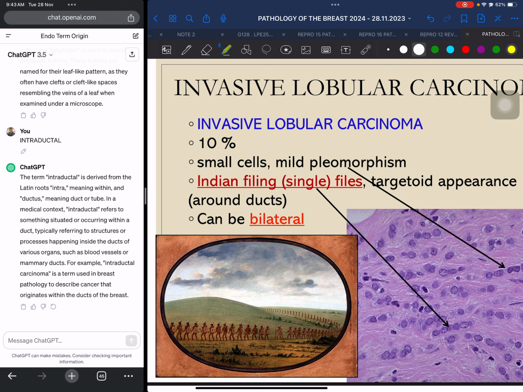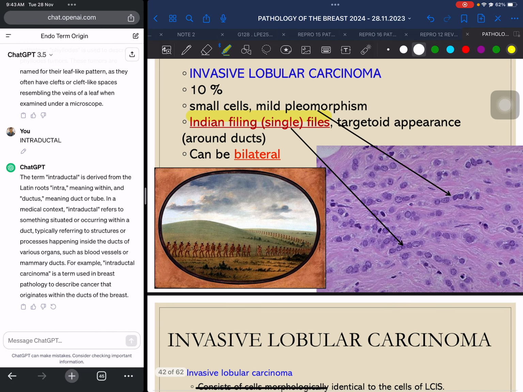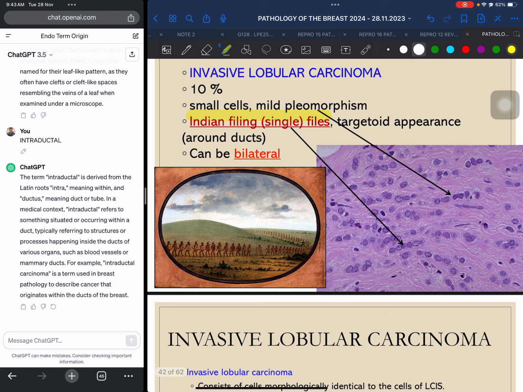They usually form Indian files. Morphologically, you see Indian files or a targetoid appearance around the duct. They can be bilateral. The Indian files I mentioned just now are like these cells. They form an Indian file. The Indians, when they go to war, were arranged in a single file. This is how the cells are arranged in single files. That's why they are described that way.